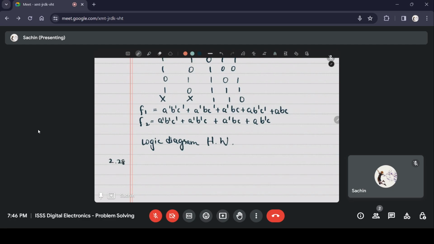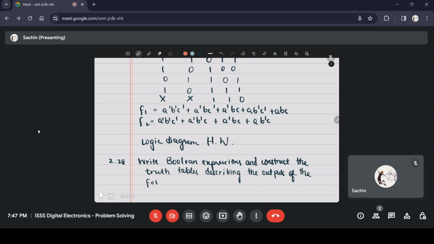Right, problem 2.28. Write Boolean expressions and construct the truth tables describing the outputs of the following circuits described by the circuits.